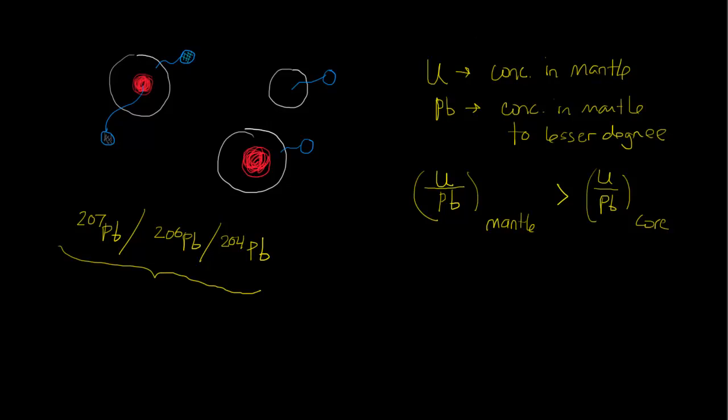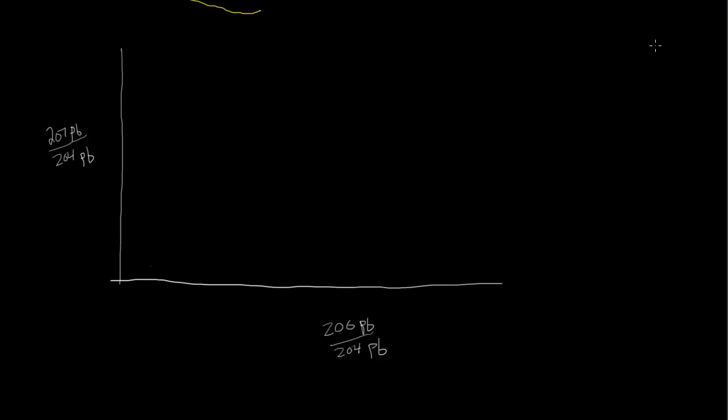Now, let's see again how these things are going to plot in our classic isochron diagram. This is what a lead-lead isochron diagram looks like. We are plotting the lead ratios. So on the y-axis we plot the ratio of lead 207 to lead 204, and on the x-axis we plot the ratio of lead 206 to lead 204. It's important to remember where these leads come from.